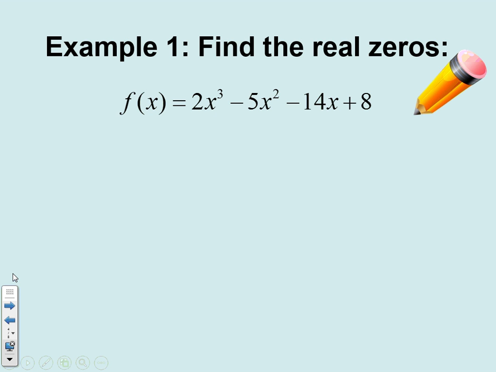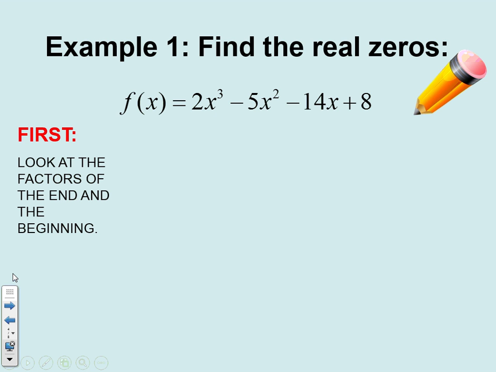Now, first of all, is the polynomial in standard form? Yes, it is. So what I want to do is I want to look at the factors of the end and the beginning. That's where I want to find my P over Q. So P is all your factors of your constant, the number at the end that doesn't have a variable. That's your P. Okay, now we want to find all the factors of 8.